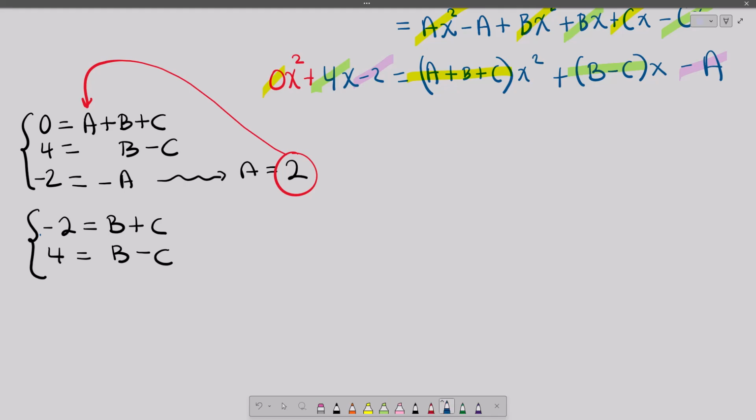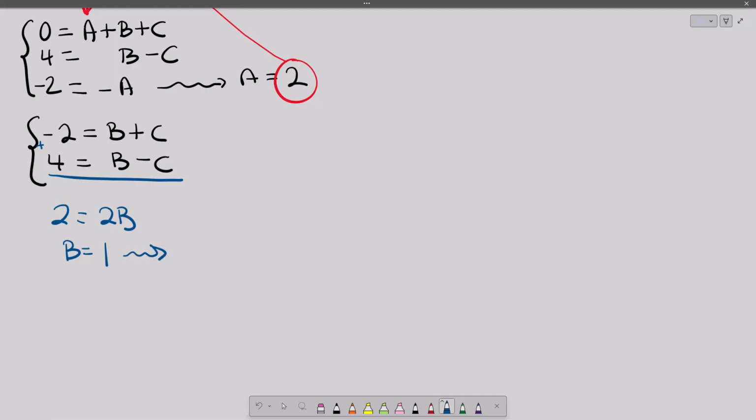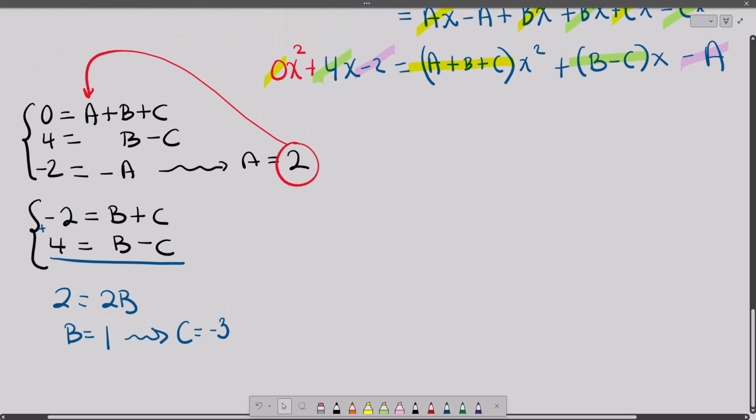We'll add these together. -2 plus 4. B plus B is 2B. C minus C is 0. So we get that B is 1. And if B is 1, in either of these equations, what is C? -3. So now we've solved the system.